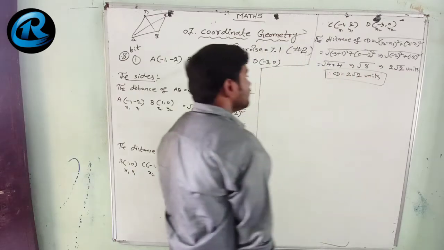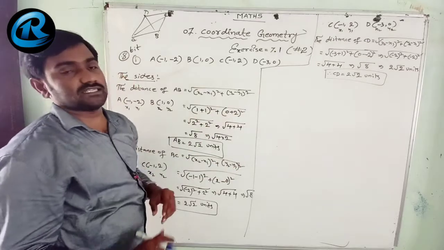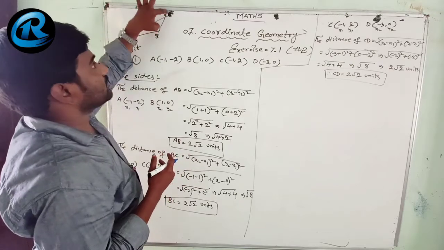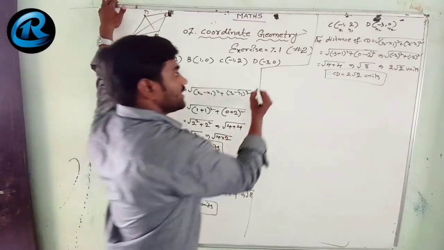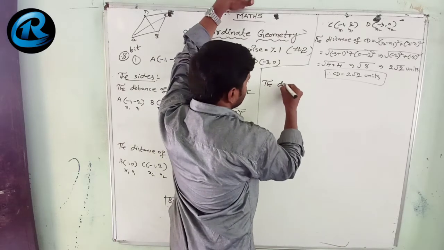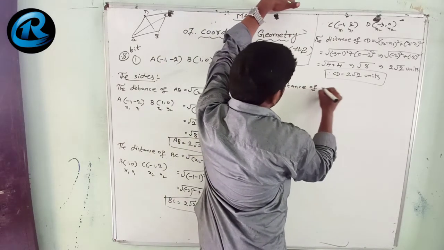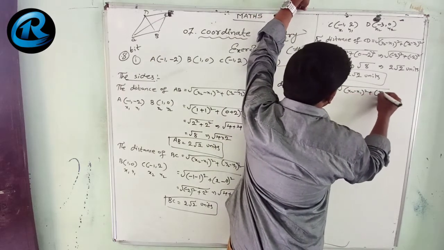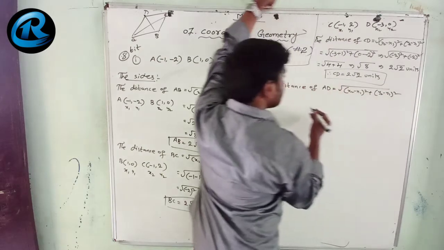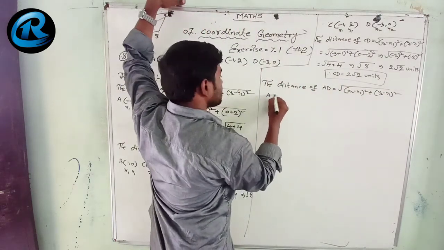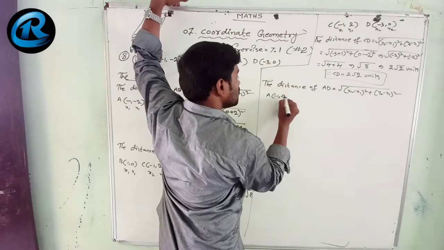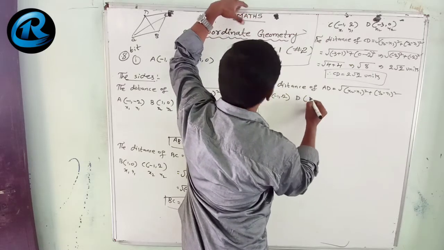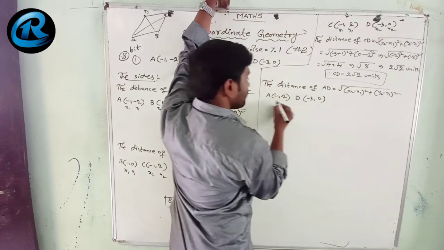Now if you observe, three sides we got with the same distance, and maybe the fourth side also we may get the same distance. Now AB completed, BC completed, CD completed. Now we have to find the distance of AD, equal to under root of (x2 minus x1) whole square plus (y2 minus y1) whole square. A is minus 1 comma minus 2, and D is minus 3 comma 0.